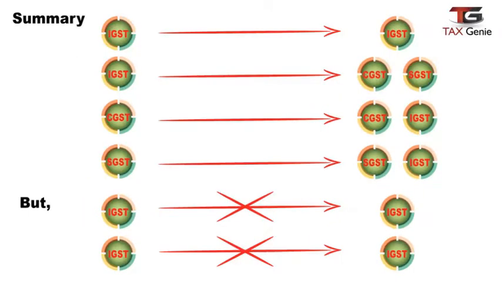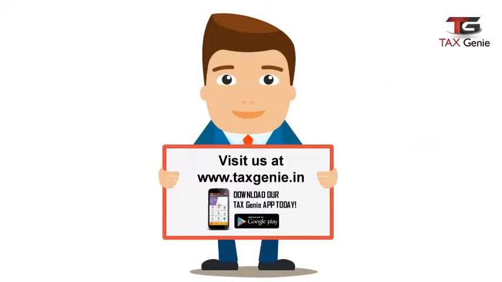To summarize, IGST will be set off against IGST. IGST will be set off against CGST and SGST. CGST will be set off against CGST and IGST. SGST will be set off against SGST and IGST. But CGST cannot be set off against SGST. SGST cannot be set off against CGST.